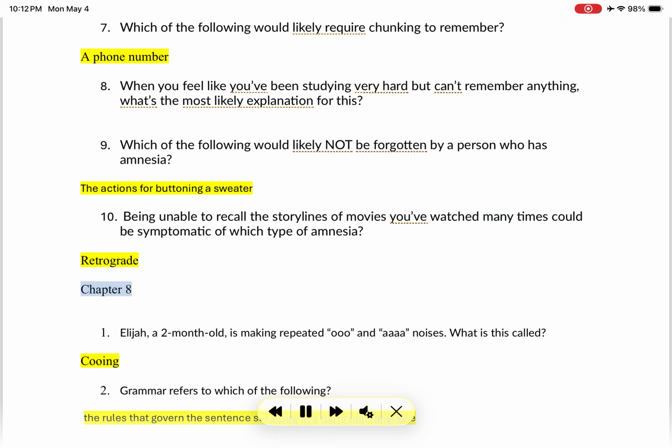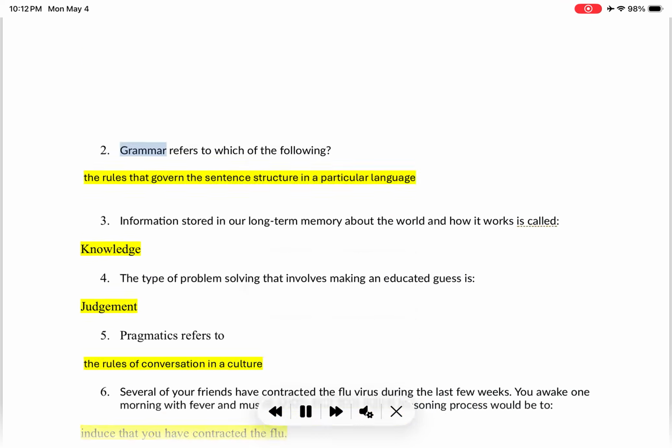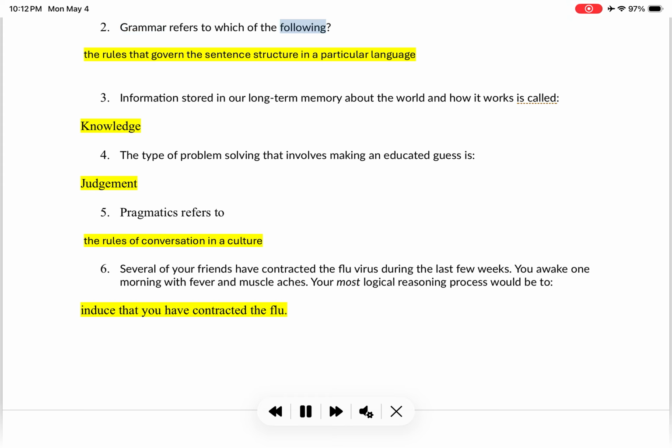Retrograde. Chapter 8. Elijah, a 2-month-old, is making repeated OOO and AAA noises. What is this called? Cooing. Grammar refers to which of the following? The rules that govern the sentence structure in a particular language.